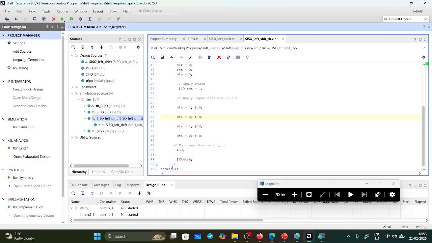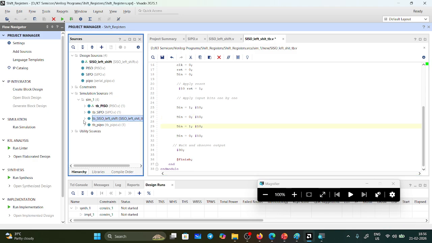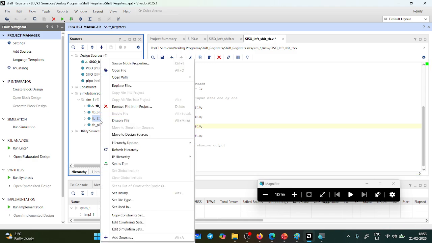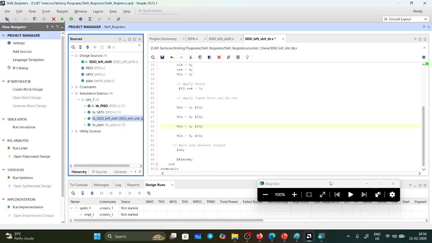We need to end the simulation. We are using $finish, end and end module. Okay, so this one I want to execute. How to execute this? Whatever simulation you are doing, you need to set a stop module. Right click, set as top.